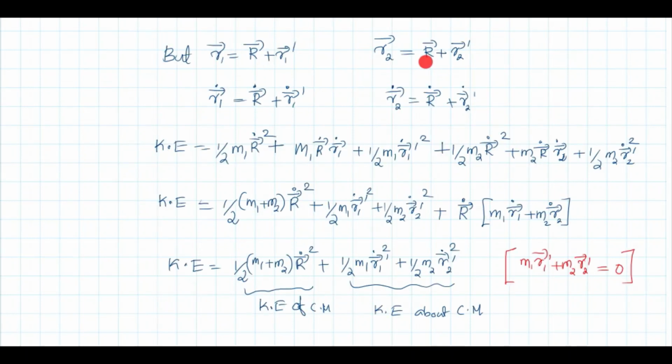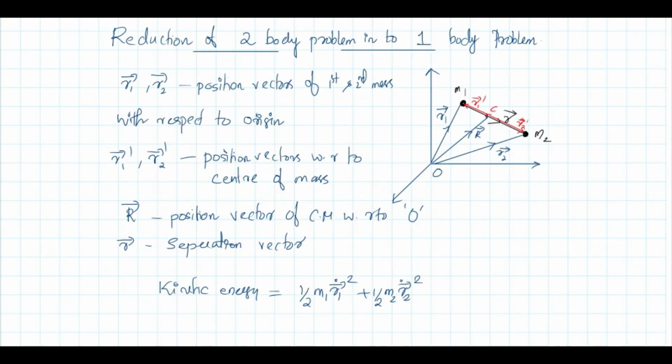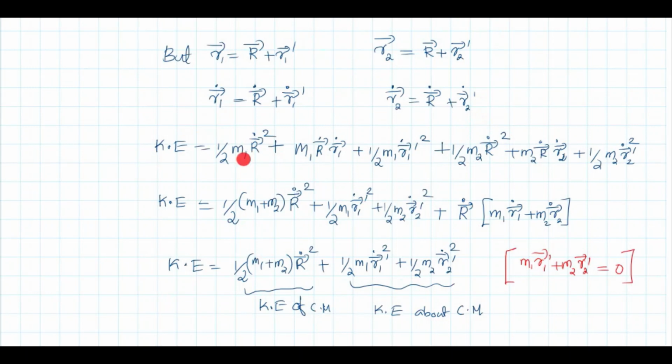So substituting, r1 dot will be simply R dot plus r1 prime dot, and r2 dot is equal to vector R dot plus r2 prime dot. Substitute for these values of r1 dot and r2 dot. We will obtain this many terms, because (a plus b) the whole square gives you a square, that will give you this term, the 2ab term will give you this term, and b square. So it is half m1 r1 prime dot square. Similarly, in the second case also you will get 3 terms. So there are a total of 6 terms.